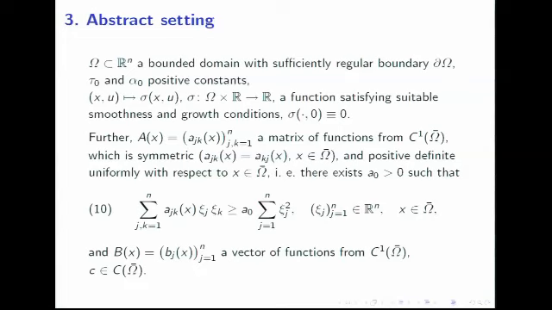In abstract setting, let omega be a bounded domain with sufficiently regular boundary, tau zero and alpha zero positive constants, and sigma of x, u a function with suitable smoothness and growth conditions. Capital A let be a matrix of functions which is symmetric and positive definite, capital B is a vector of functions from C1, and C is a continuous function.